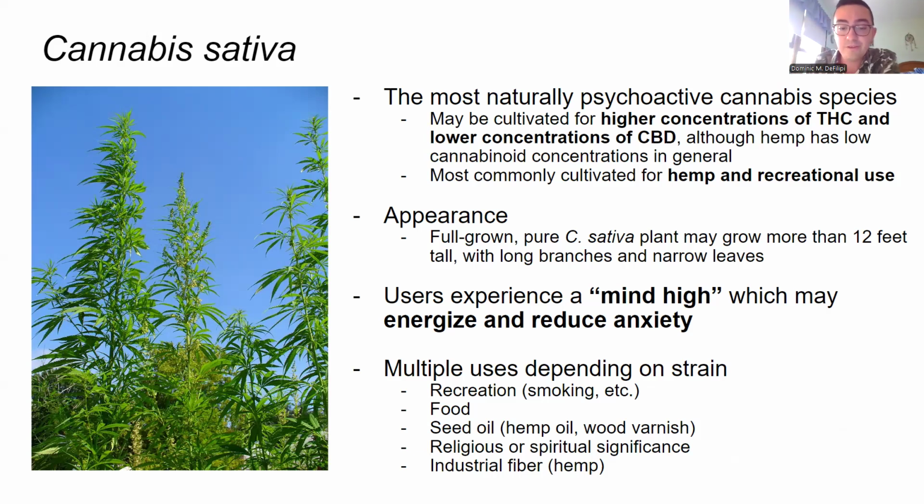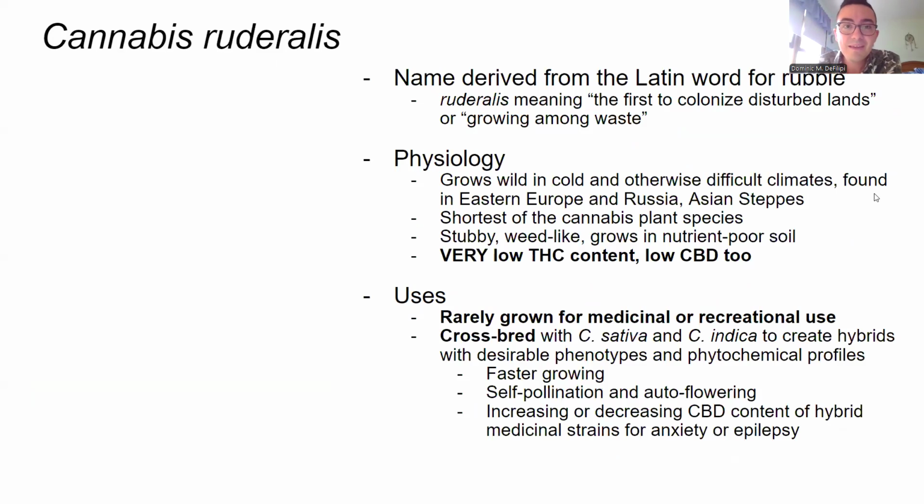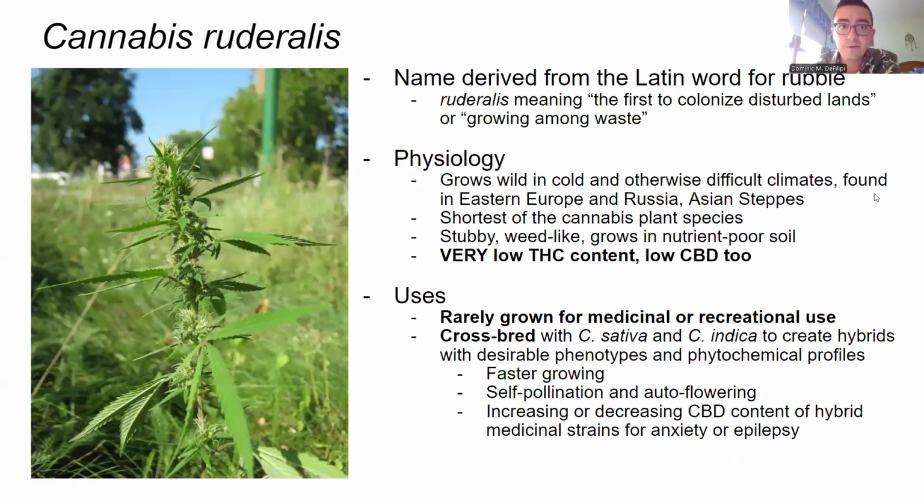And as I mentioned, it's also used as an industrial fiber with hemp. Now, cannabis ruderalis. This is the one you probably haven't heard of. Its name is derived from the Latin word for rubble, ruderalis. Ruderalis literally means the first to colonize disturbed lands, or sometimes considered growing among waste. Physiologically, this is a very hardy plant. It grows wild in cold or otherwise difficult climates, so it's found often in Eastern Europe and Russia. We're talking Mongolia, Siberia. It's actually used in some traditional medicines within the Russian Far East, and northern China and Inner Mongolia.